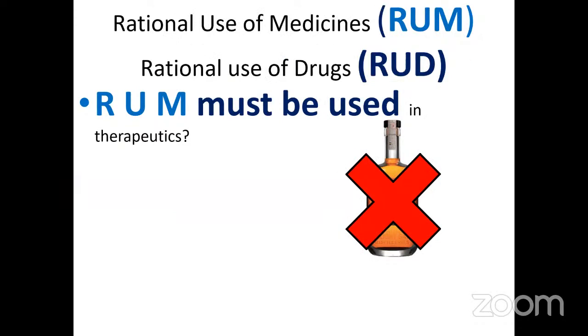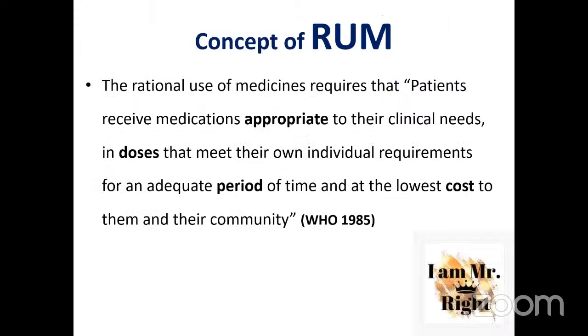So every time you prescribe, every time you dispense, just think of RUM, whether the use is rational or not. Rational use of the medicine should be remembered every time, whenever it is prescribed, whenever it is dispensed. The concept of RUM is whether the patient is going to receive medication appropriate to the disease, as well as the appropriate dose and the appropriate period.